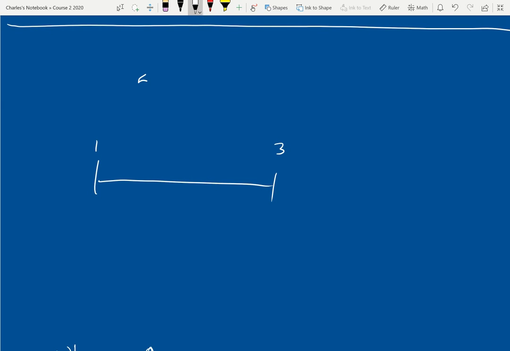I want to break this up into 5 equal subintervals. So 5 equal spaces. How big is each space going to be? Well, 3 minus 1 is equal to 2. Actually, you know what? Let's go with 4 equal subintervals. Okay, if I'm going to break it up into 4 equal stretches, 3 minus 1 is equal to 2. 2 divided by 4 is equal to 1/2. Okay, so each subinterval is going to equal 1/2. So I'm going to go 1 to 1.5 to 2 to 2.5. And those are my 4 equal subintervals.